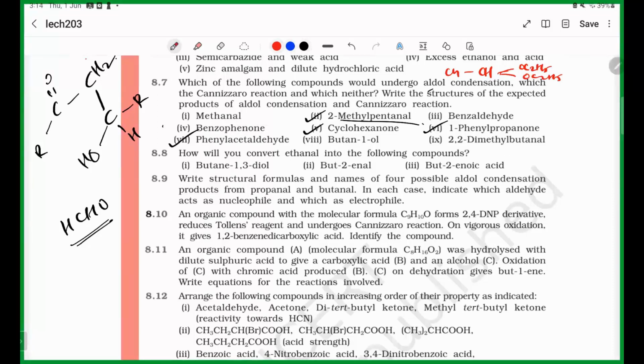Now, whichever compounds do not contain alpha hydrogens undergo the Cannizzaro reaction. So that would be methanal and benzaldehyde. Then 2,2-dimethylbutane is not even a carbonyl compound, so it undergoes neither of these reactions. Whereas benzophenone is a ketone having no alpha hydrogen, but it doesn't undergo either the aldol or the Cannizzaro reaction.